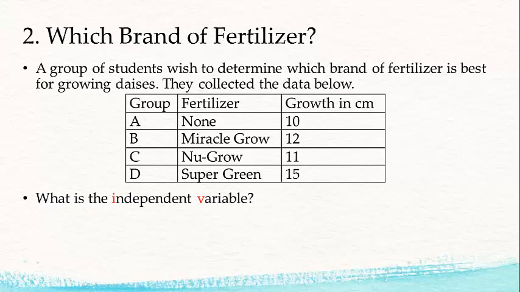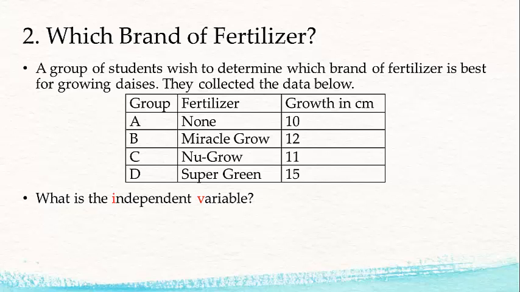Next question. A group of students wish to determine which brand of fertilizer is best for growing daisies. They collected the data below. So they have 4 experimental groups. They used No Fertilizer, Miracle-Gro, New-Gro, and Supergreen, and they measured the growth in centimeters.